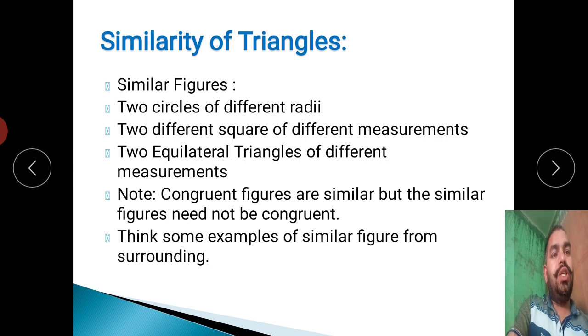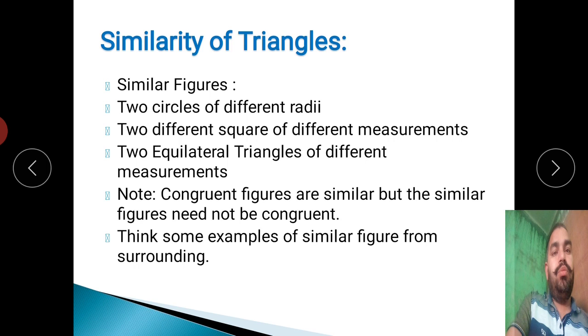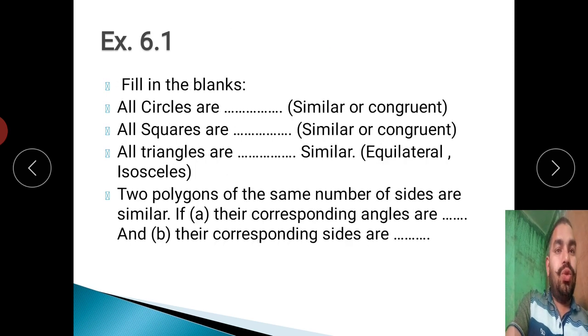Yesterday we discussed these points. Now we are going to learn about the exercise 5.1. Fill in the blanks. All circles are similar or congruent? You can think and give me the answer. Two circles of different radii are similar. So all circles are similar, not congruent.